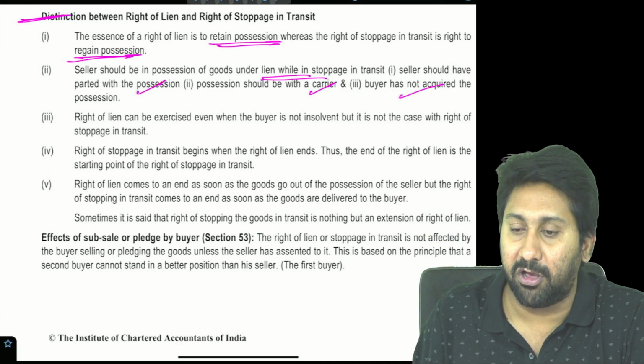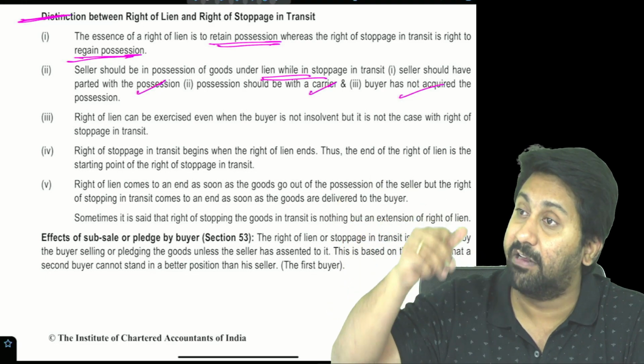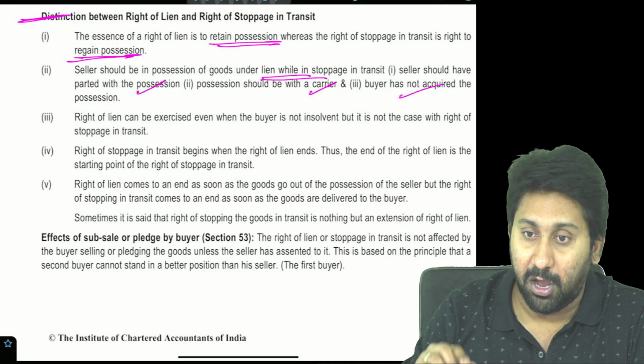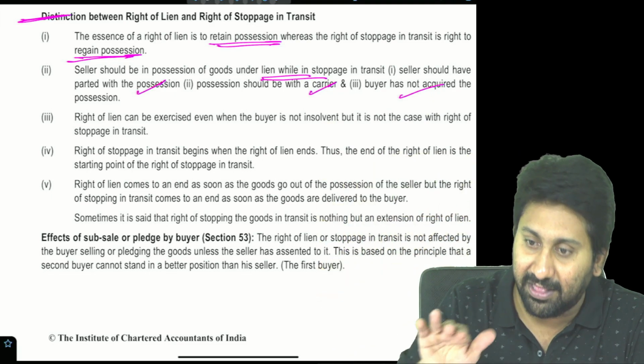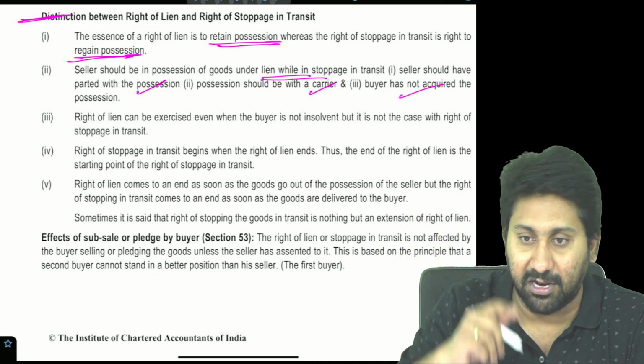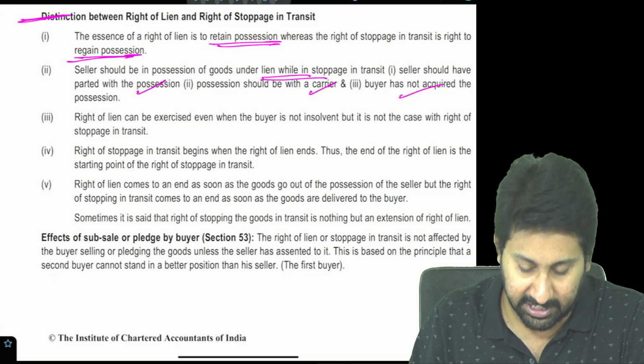I came to know that you are insolvent. What I will do, I will stop with that. Or I have given to a transporter. I will give intimation to the transporter, stop. Or I went to the buyer and he has rejected. Even then the transit will not come to an end. Already we learned, in any of the three cases, you can have a right of stoppage in transit.